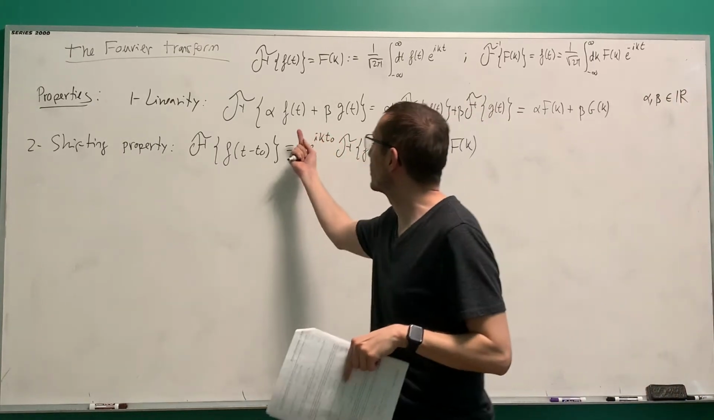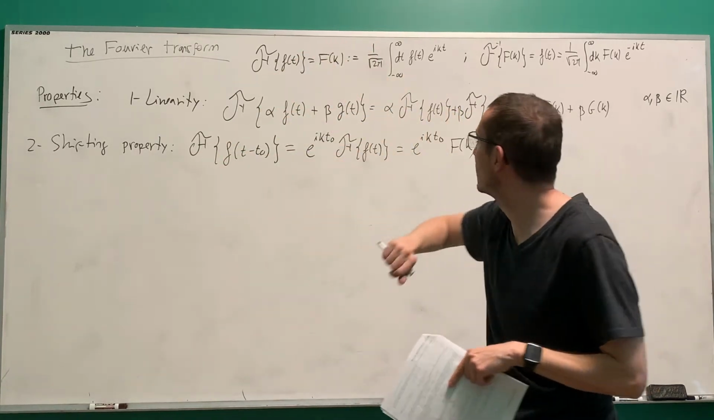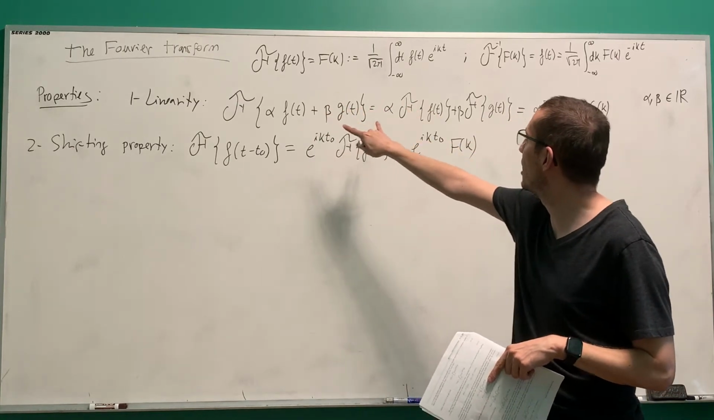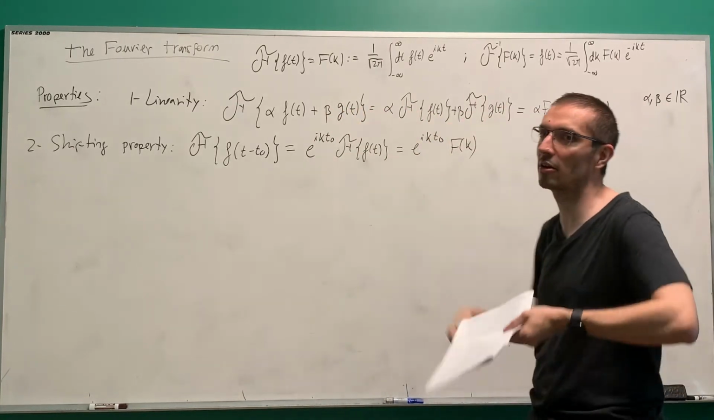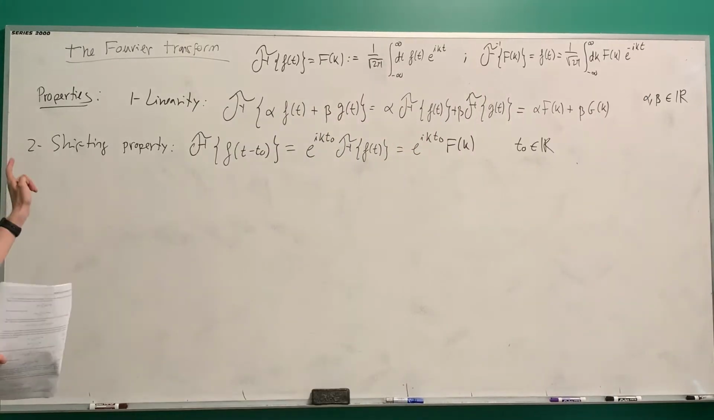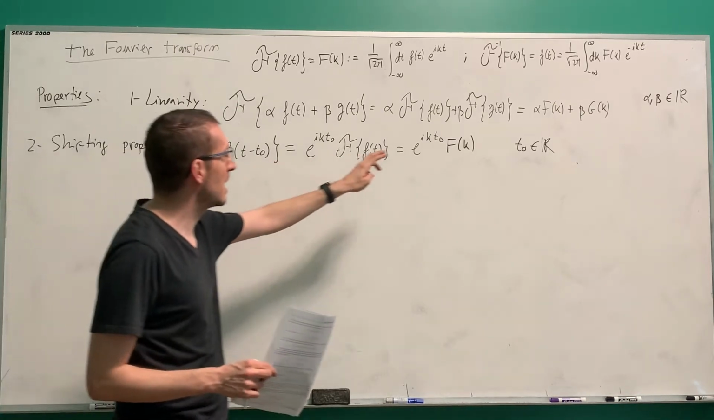So constant factors can come out of the Fourier transform, and unsurprisingly, they can come out of integrals, right? And the Fourier transform of the sum is the sum of Fourier transforms. Well, the integral of the sum is the sum of the integrals. Proved, all right?